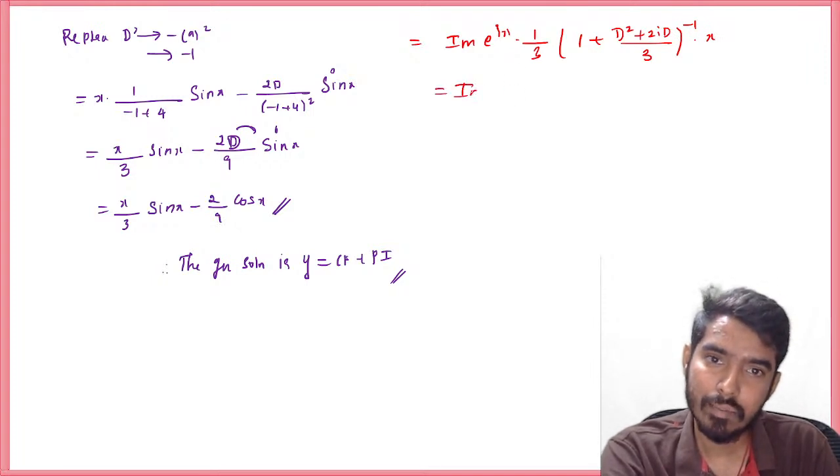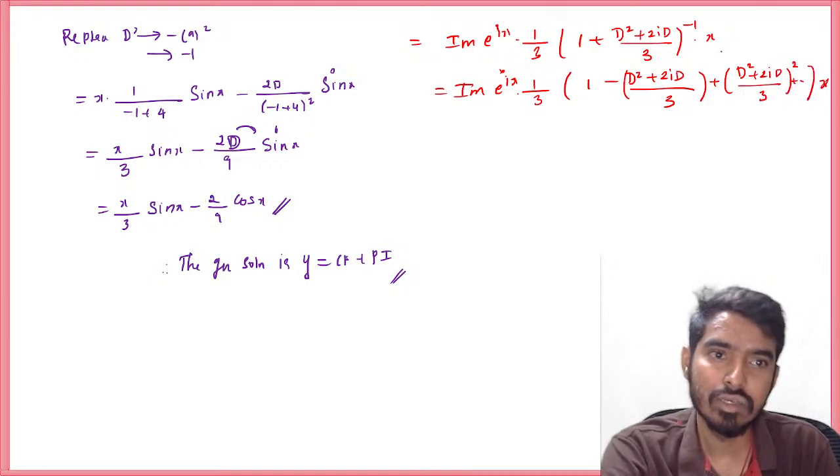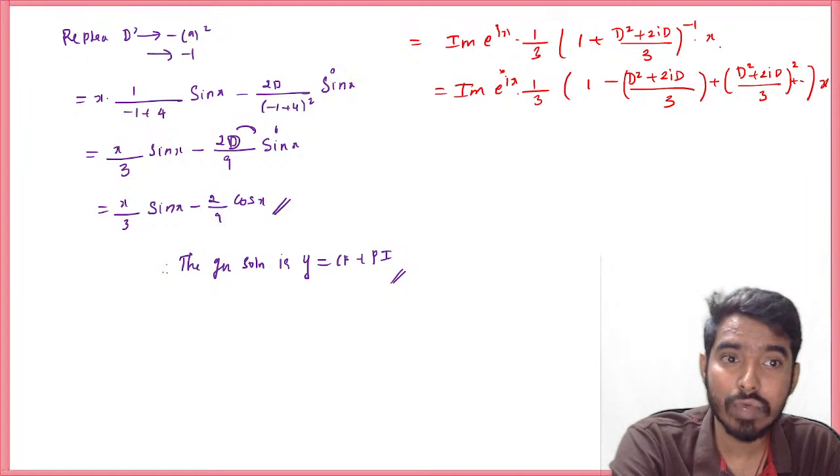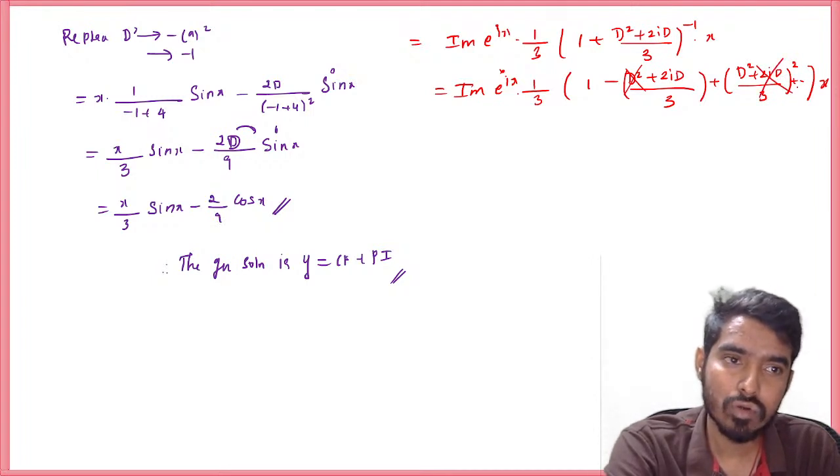So this will be imaginary part of e power ix into 1 by 3. So 1 minus, plus, plus and so on, into x. So D of x is 1. So D square of x itself is 0. That means D square will be 0. And here every term will be of order greater than or equal to 2 only, right? D square plus 2iD whole square. So a power 4, this will be D power 4, 2 times ab will be D cube order, and this will be D square order. So we don't need to consider these terms.